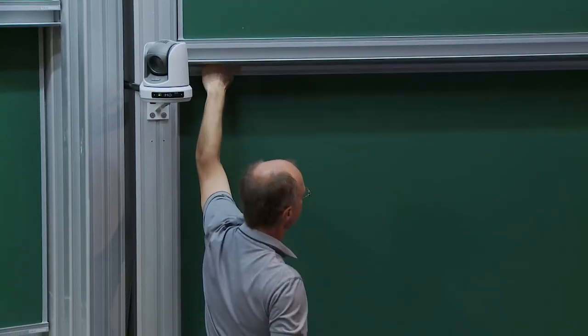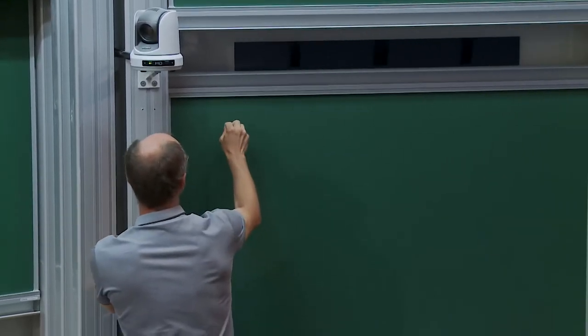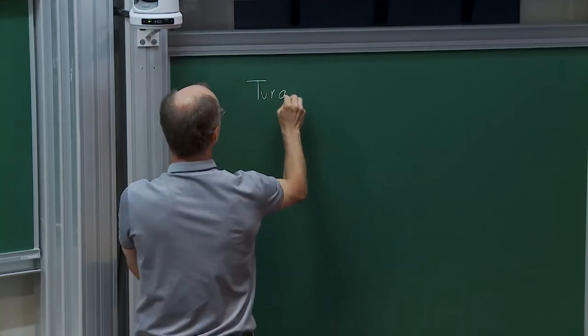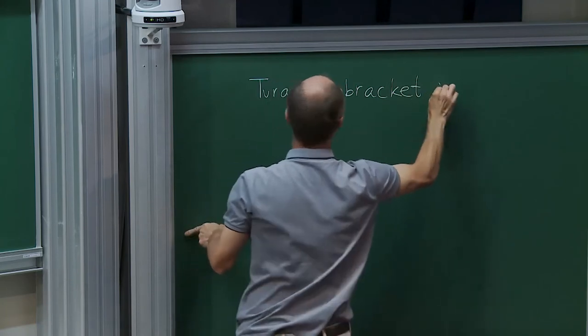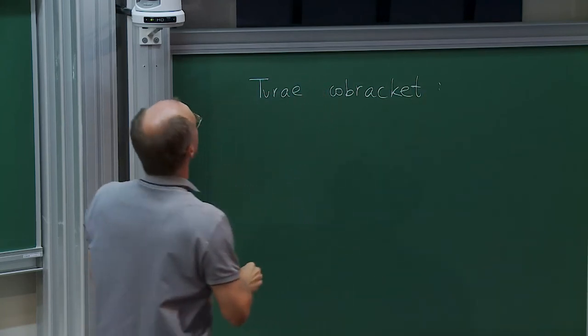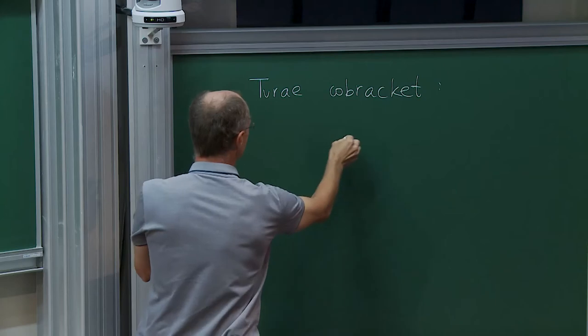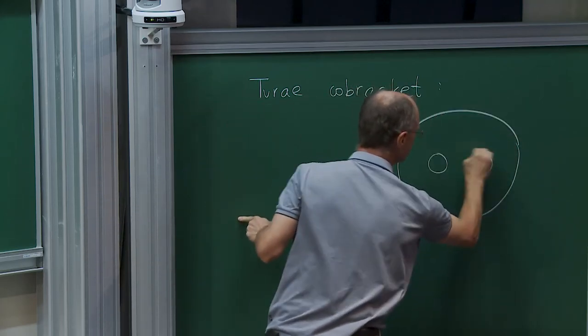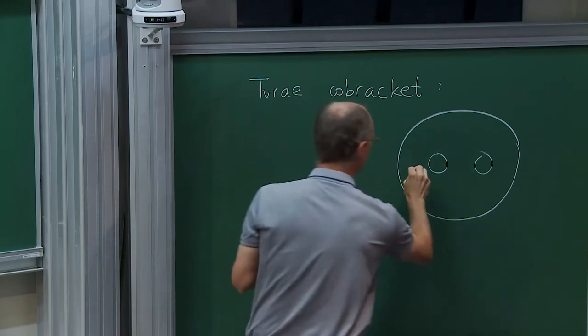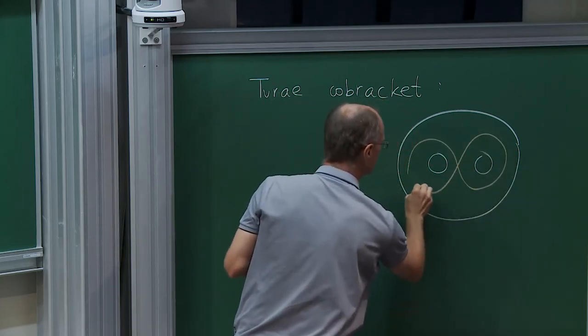So that's the first construction. And then there is a second construction called the Turaev cobracket. This construction does the following. Let me again draw an example. So this will be a sphere with three holes. I now have only one loop.